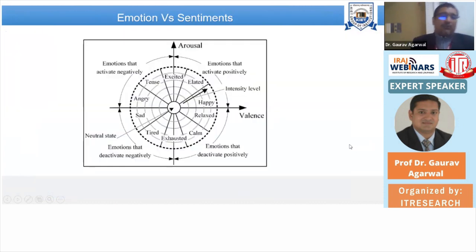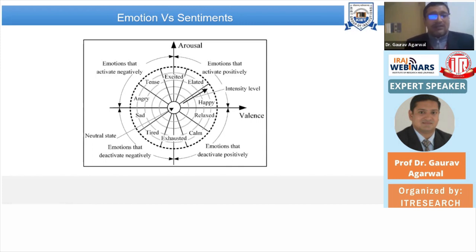Now, before starting with the emotions of machine learning, we have to understand the concept of emotions versus sentiments. When I talk about emotions versus sentiments, emotions are of different categories. They may be anger, sad, tired, exhausted, calm, relaxed, happy, and many more. But sentiments can be of only three types: positive, negative, or neutral.